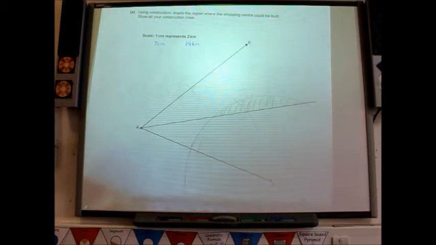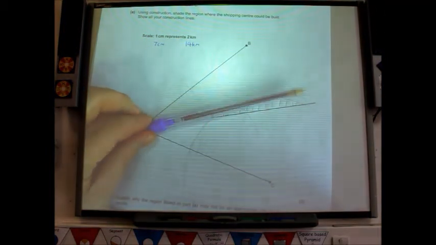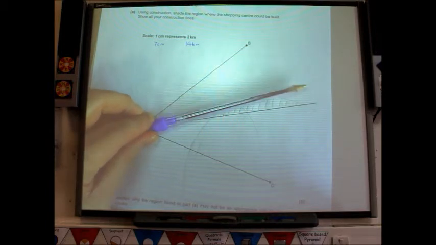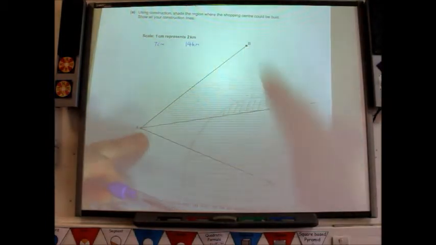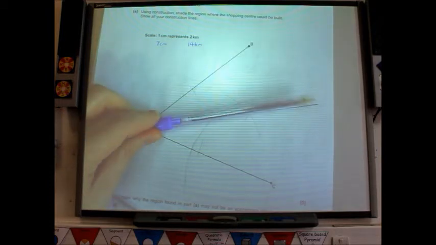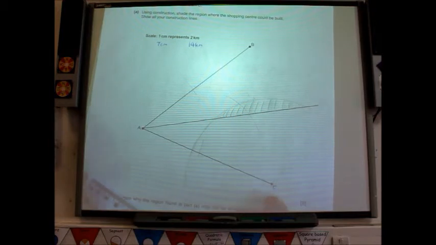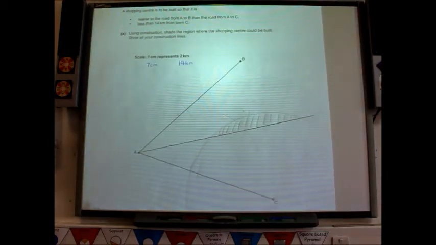So that means anything in this section up here is closer to the line AB than it is to the line AC. So this is the area we're interested in. So it's going to be built in here somewhere. Now the next bit, it says it's going to be less than 14 kilometres from C. So it's going to be within 14 kilometres from C.